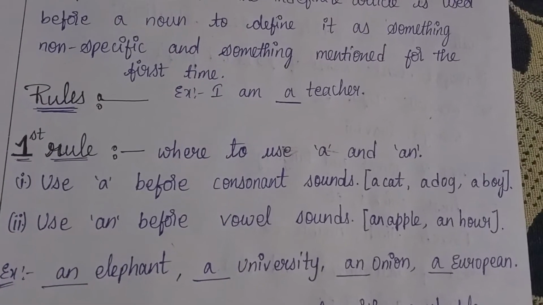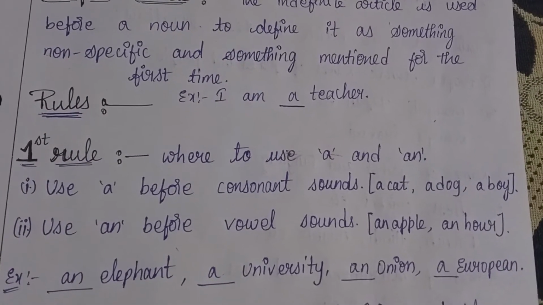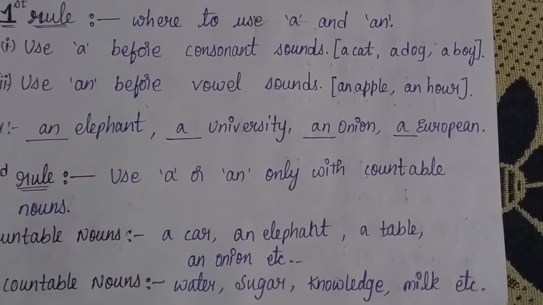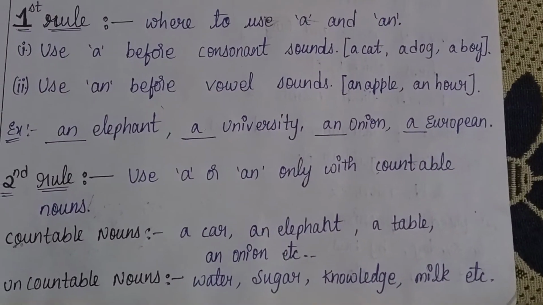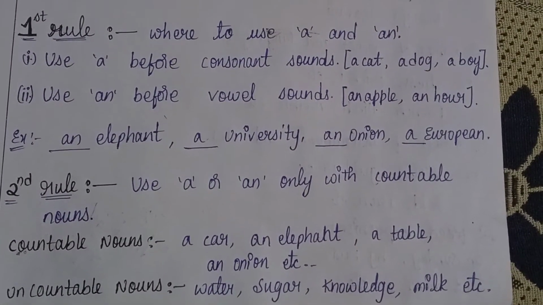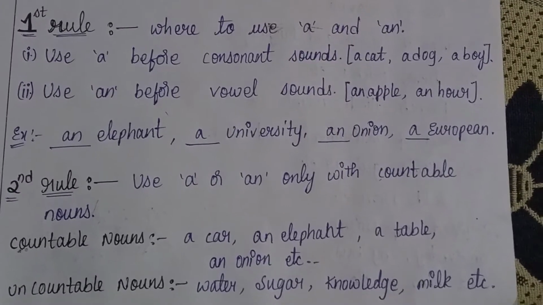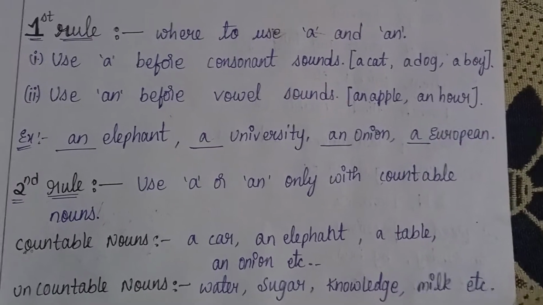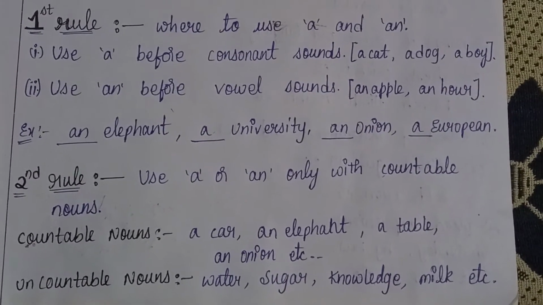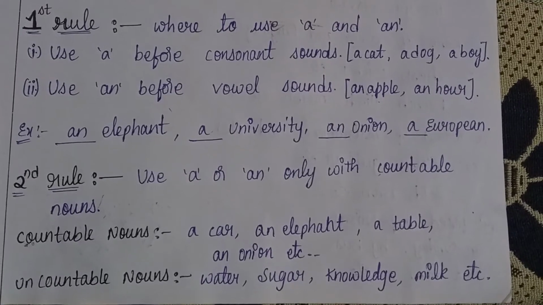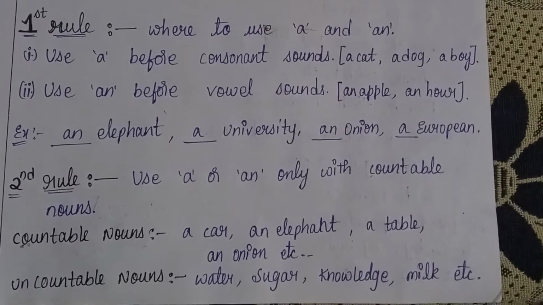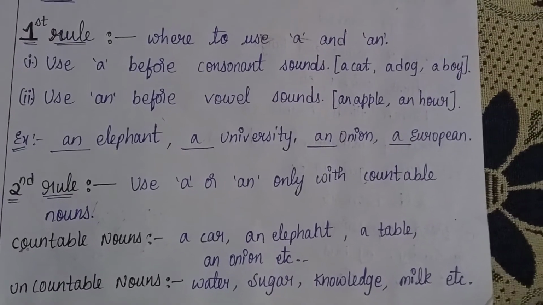So we have to use a before consonant sounds and an before vowel sounds. Now coming to the next rule, use a or an only with countable nouns. So we all know about countable nouns, which are counted by numbers. Here, car, we can count like 5 cars, 6 cars. And elephant, there are 2 elephants. Table and onion, these are countable nouns.